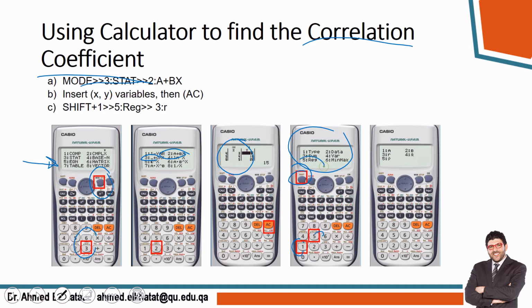In these regression properties, we have multiple options. We can find A and B, which are the coefficients a0 and a1. We can also find R, which is the correlation coefficient. Also we have 4 and 5: 4 is to interpolate x given y, and 5 is to interpolate y given x. We'll cover interpolation in the next module.